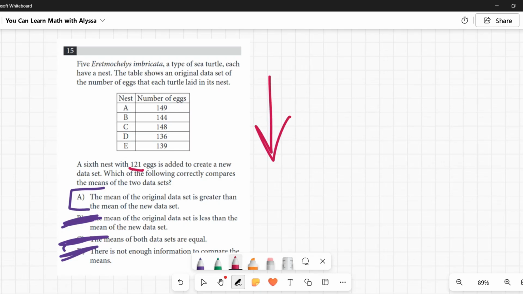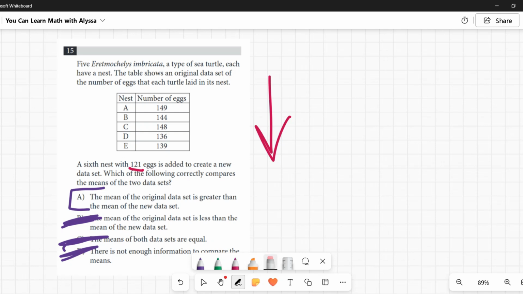It is lower than every single solitary point. It's going to bring that average down. There's no way around it. If it was in the middle somewhere, if it was a 130 or a 140, and it was greater than 136 and less than 149, do the math. Do the math. Don't guess.